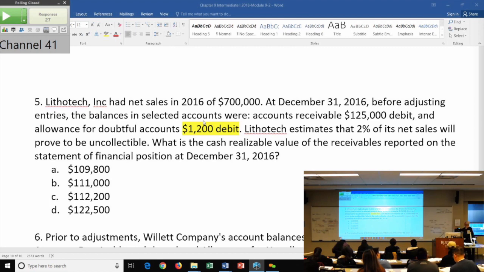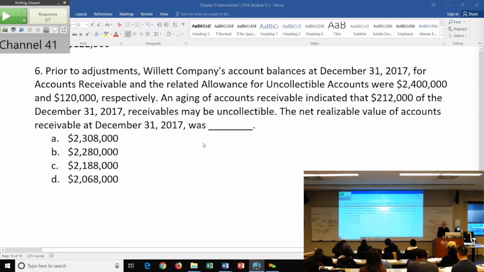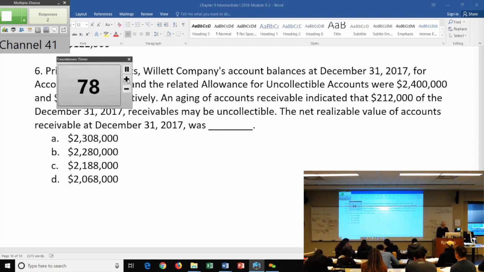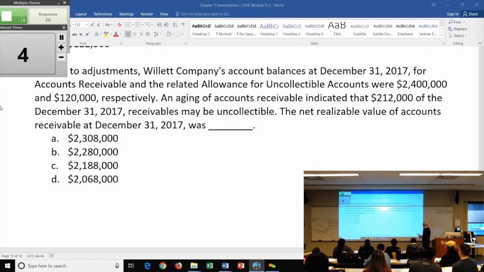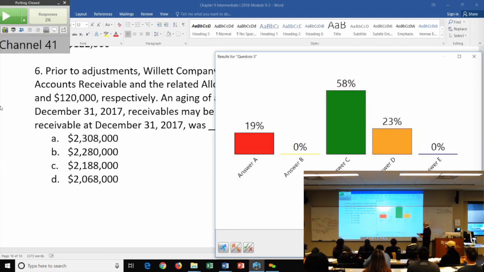Okay, good question. So that's the full complement of what could happen in a receivable transaction. Now I've got another question for you. Last one, number 6, this one is easy. Now I'm only going to give you 2 minutes, and you'll see why it's easy in a second, or easier. So let me give you the standard 2 minutes. All right, so the answer would be C. Let's find out why we only got 58%.